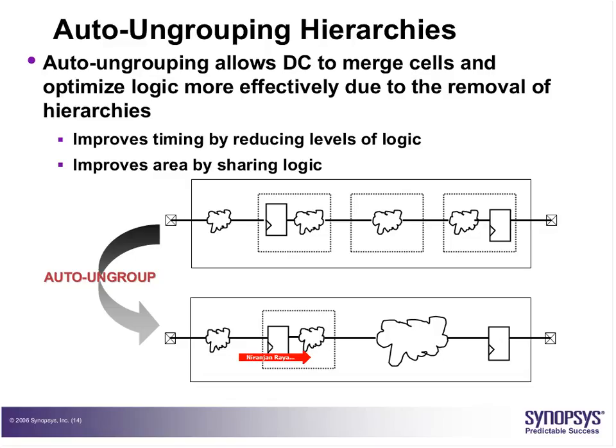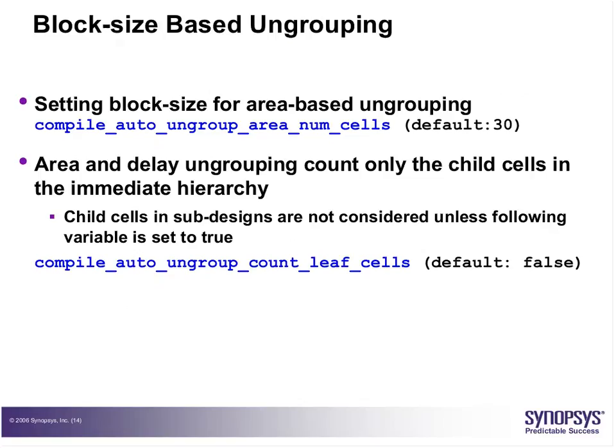Over and above the manual ungrouping that DC allows you to do, there is an option called auto ungrouping. One is block size based ungrouping, where you say that all the blocks that have a cell count smaller than this number should be ungrouped. You can use a variable to control this, compile auto ungroup area number of cells, and the default is 30. By default, area and delay ungrouping count only the child cells in the immediate hierarchy, and child cells in sub designs are not considered. You can use another variable to change this behavior, compile auto ungroup count leaf cells.